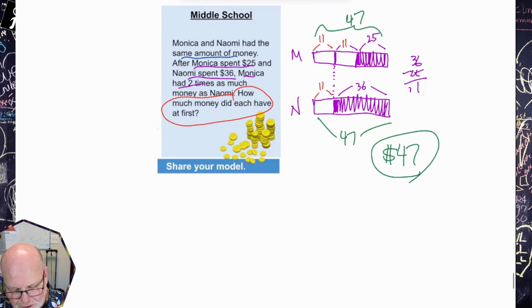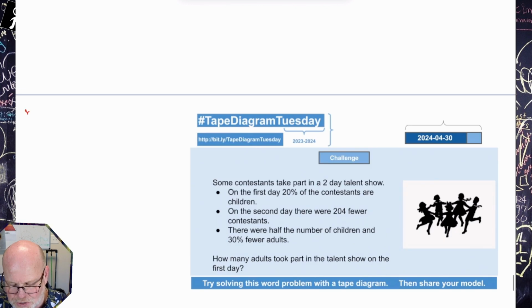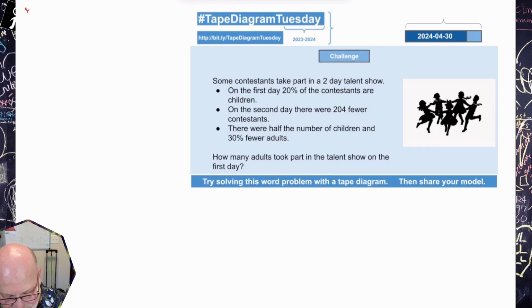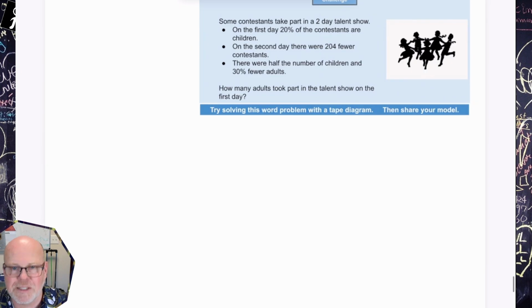All right, so now we're going to go to the challenge. Okay, let's see what we could do here, because this is going to be tricky. It says some contestants take part in a 2-day talent show. In the first day, 20% of the contestants were children. On the second day, there were 204 fewer contestants. There were half the number of children and 30% fewer adults.